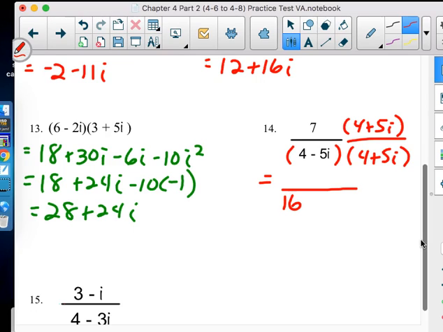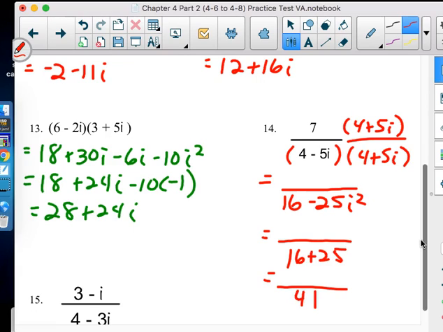So first times first is 16. We don't have to do outside times outside and inside times inside. That's the reason we did the sum and difference pattern. Last times last, minus 25i squared. What's the light bulb moment? i squared is negative 1, so that's going to make it 16 plus 25, which is 41. So that's good news.